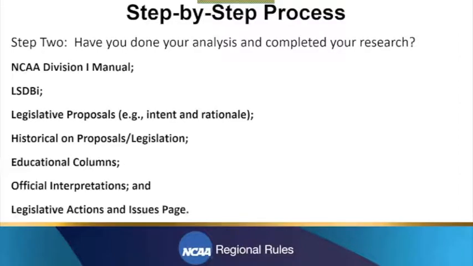When we look at step two, this builds again off the analysis piece and what tools you have in front of you to help provide the best argument for a waiver description. So start off with your NCAA manual, right? What's the base bylaw of what we're looking at? LSDBI, legislative proposals on the intent and rationale. Use those a little bit; they help you interpretively with the ed columns and official interps, but at least they provide a historical perspective on where staff and the membership have been in the past, and can help you paint an argument, if you will, of what you're trying to get across in a waiver setting.